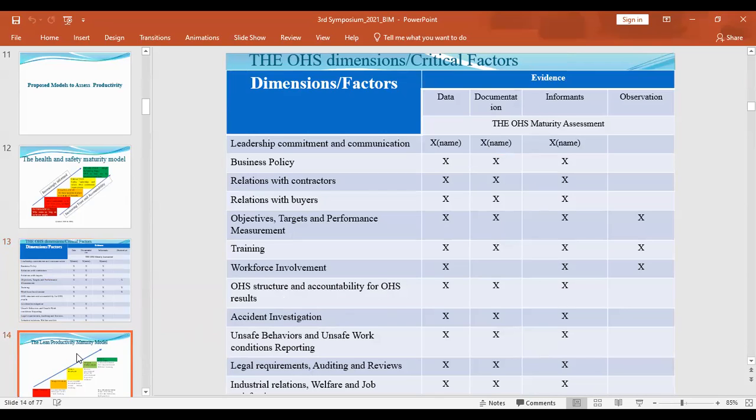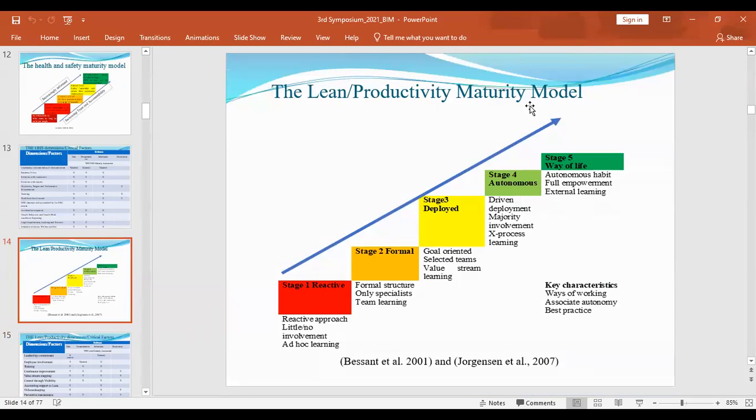Another model we consider is the productivity maturity model. It is almost the same as the safety model, but with different stages. The first initial stage is reactive, then formal, then deployed, then autonomous, then way of life. This is the productivity maturity model.